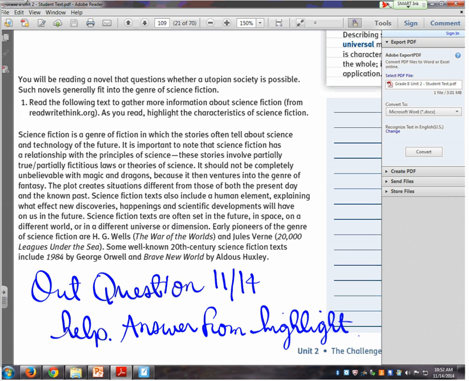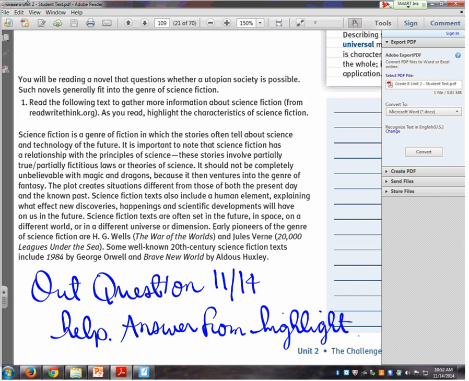All right, guys, we're going to go ahead and move on to the next piece of text that is at the bottom of your page. I just have it on a different screen so you can see it a little bit bigger. And you probably noticed I wrote something in blue on the screen. It says, "OAQ question 11-14, help answer." Some highlight. We're going to read what the science fiction genre itself is, and the information that we highlight is what you will use to help answer your OAQ question: How is The Giver an example of science fiction?